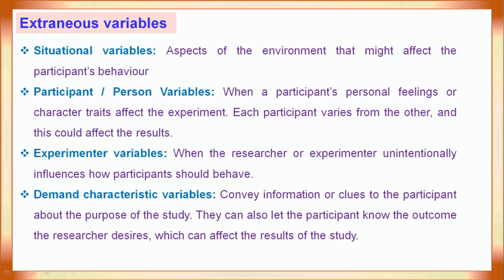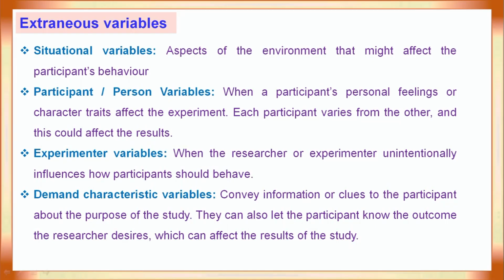It may be the participant or the person type also. That means there are individual differences between your respondents. All the respondents are generally different in terms of their age, their predisposition, their heritage, religion, all these things. Like if you are studying performance and the respondents are from different age groups, here age is a factor that can actually affect the performance. So, these are the participant or person type of extraneous variable.